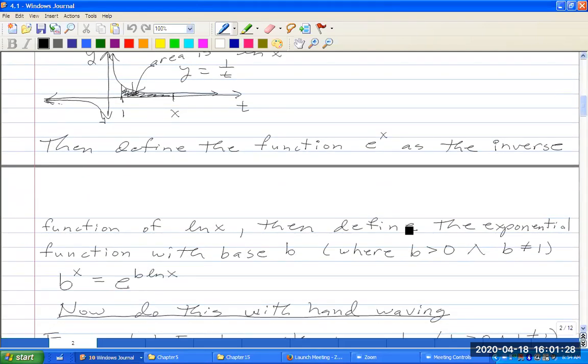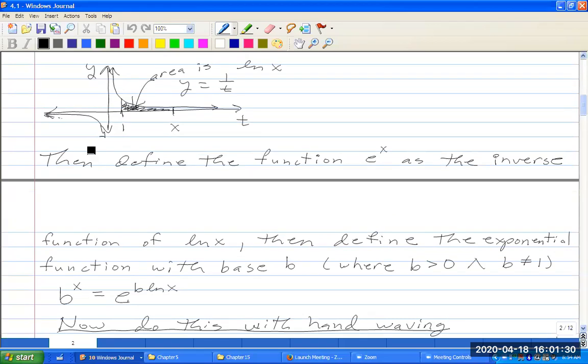Another way of thinking of this is if I define a function e to the x, then the inverse function of this exponential function will be ln x. We can then define the exponential function with base b, where b here is greater than 0 and not equal to 1, as b to the x is just e to the x ln b.